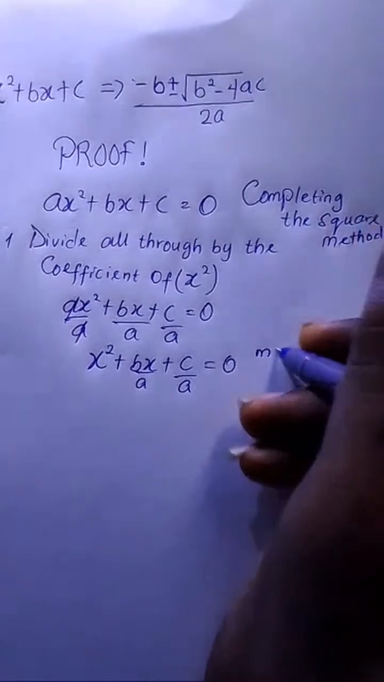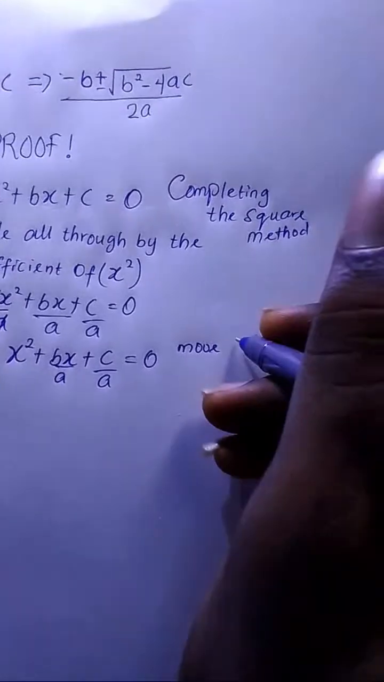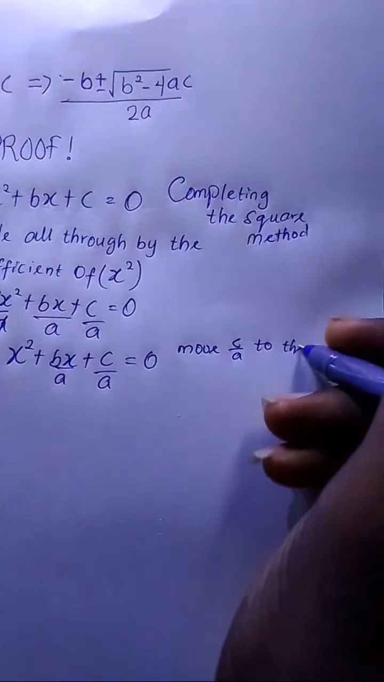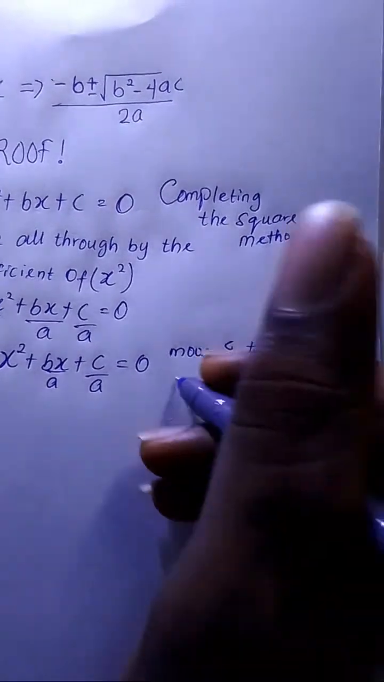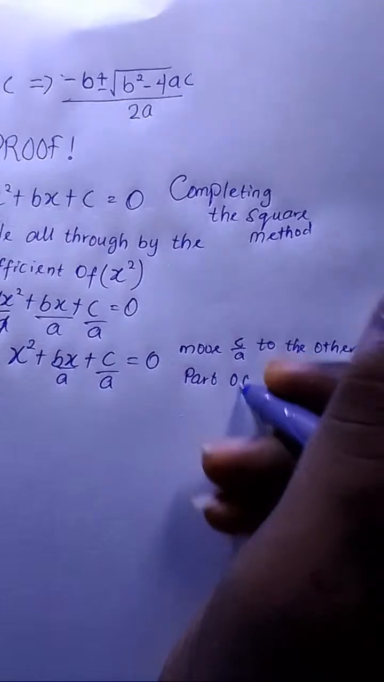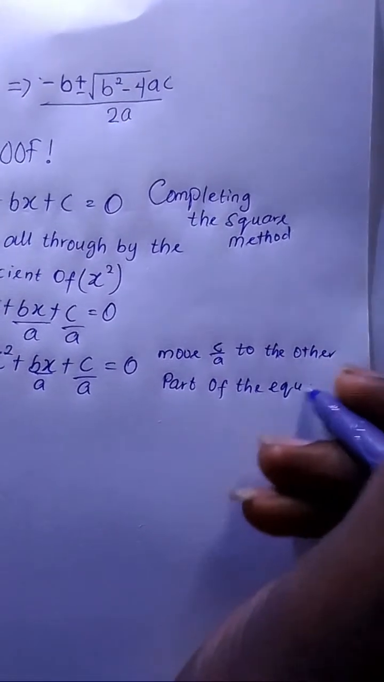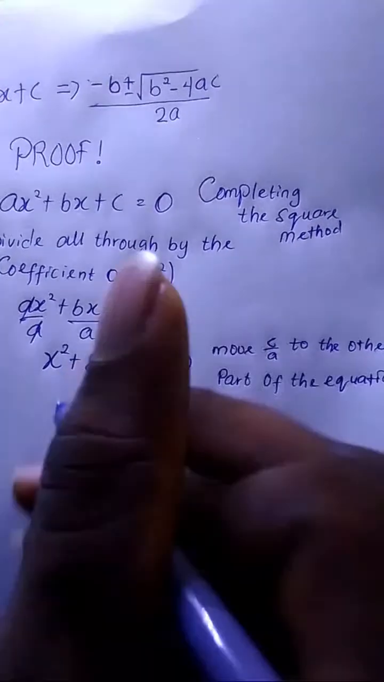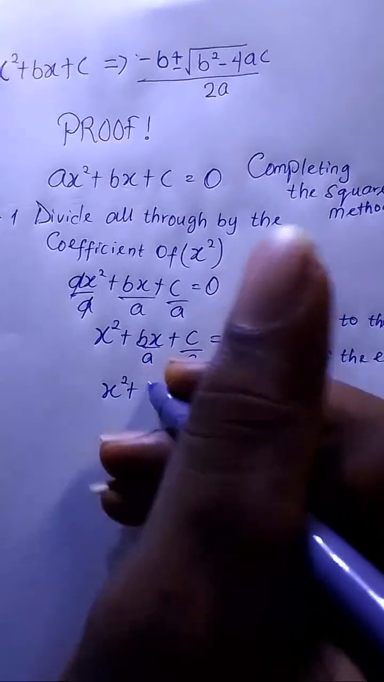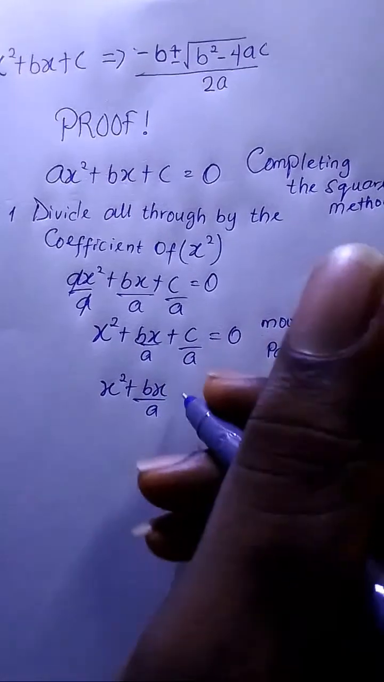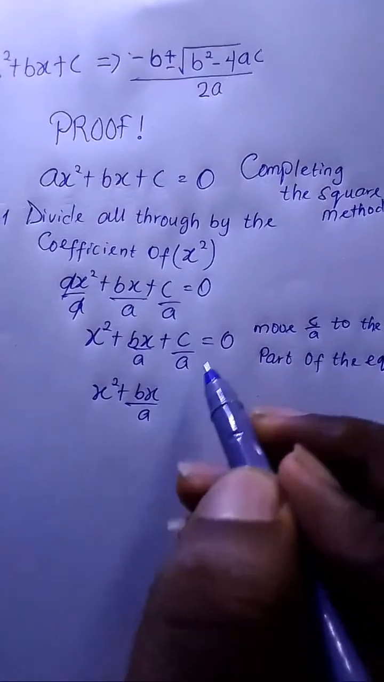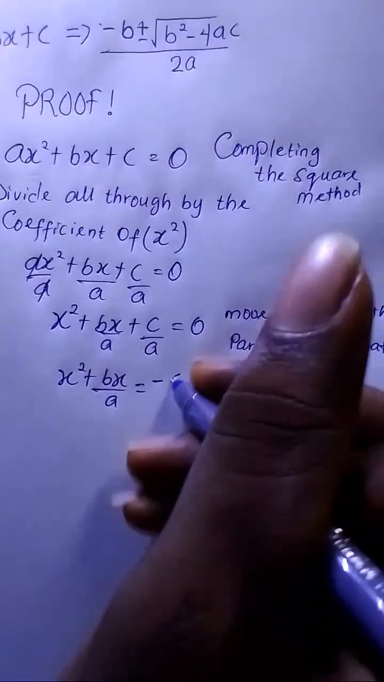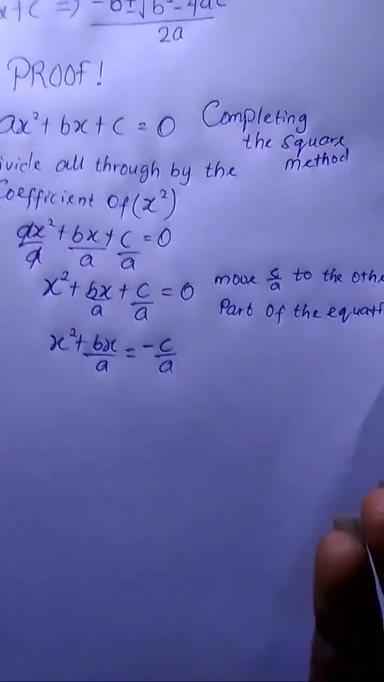Step 2 is to move c over a to the other part of the equation. So from here we have x squared plus bx over a. When you move this c over a to the other part of the equation, the plus becomes minus, so it becomes minus c over a.